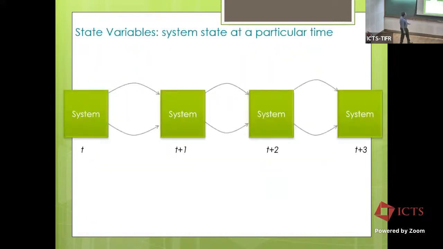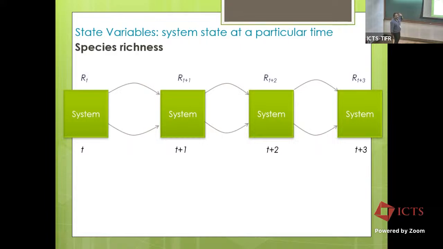okay? So let's consider a system here, all right? Let's say it's a particular habitat. So, and we are now thinking about it in time. So this is time t. This is t plus 1, let's say 1 year later, 2 years later, 3 years later, all right? Now here, if we are thinking about our first parameter that I talked about, species richness, let's denote that by R. Okay, so R sub t is at time t, and then t plus 1, t plus 2, and t plus 3, right? So this is species richness over time for the same system.